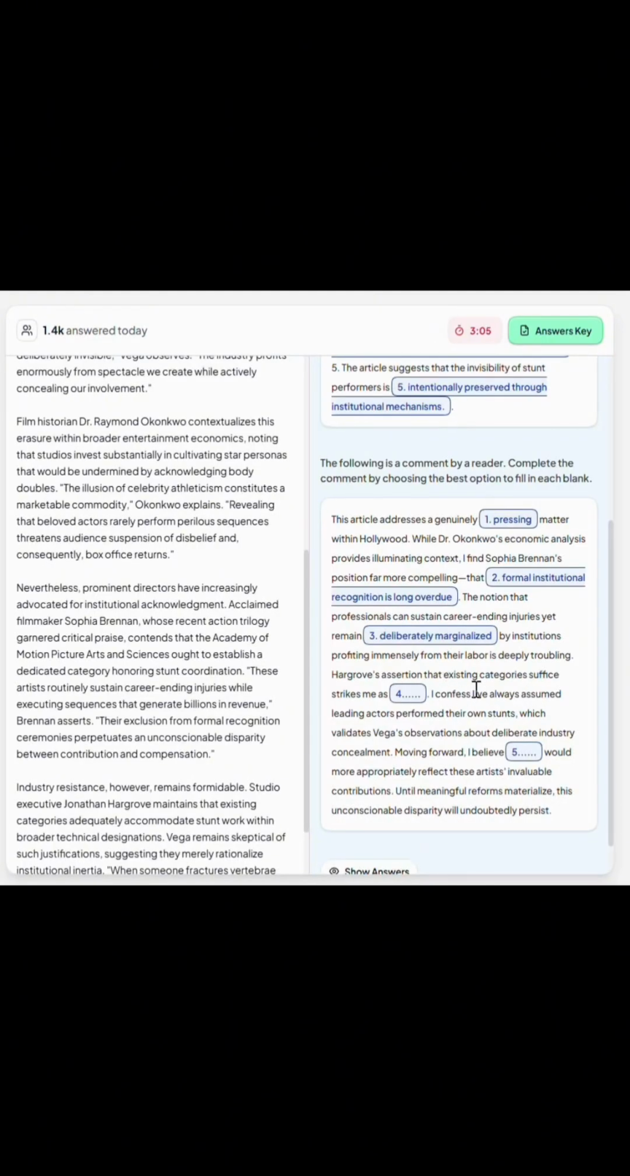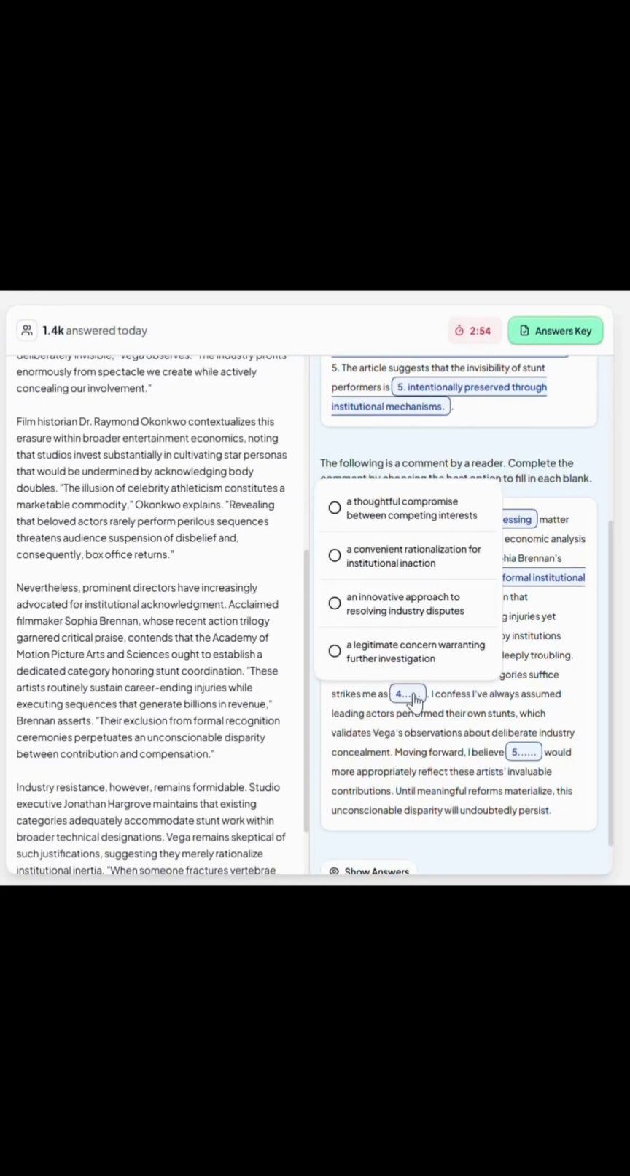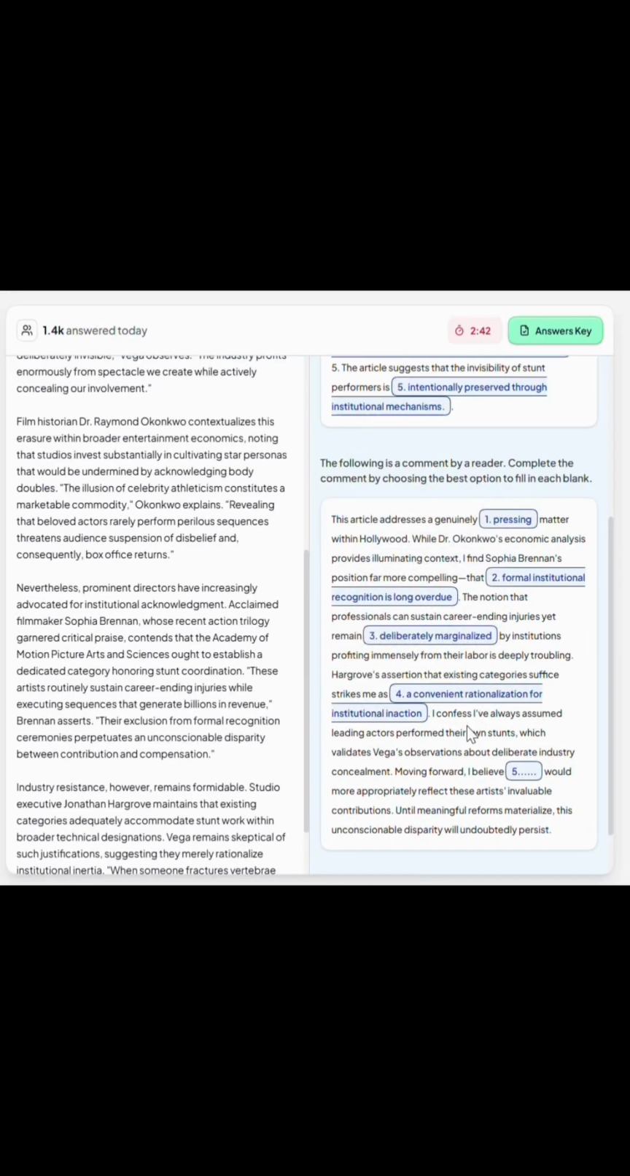So I go ahead, read my next question, which is about Hargrove. I think it's Jonathan Hargrove. I checked my answer immediately to see what is the best fit. I pick my answer, which is the convenient rationale, because he was defending the industry. So that is why I picked it. I remember that from when I went through the passage.